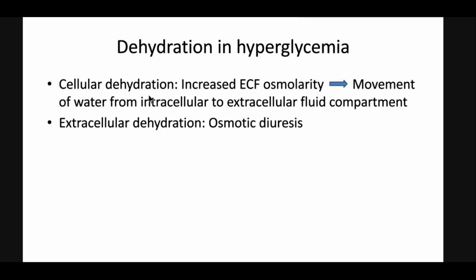Cellular dehydration: increased extracellular fluid osmolarity causes movement of water from cells to the extracellular fluid. That is called cellular dehydration, because the dehydration is from inside the cells. The cells' volume is less, therefore cellular dehydration. And extracellular dehydration means a decrease in extracellular fluid water content, and it is due to osmotic diuresis, as we have already mentioned. They are going side by side, and together there is loss of water from extracellular fluid and also from intracellular fluids.